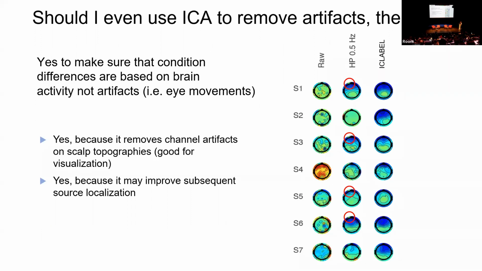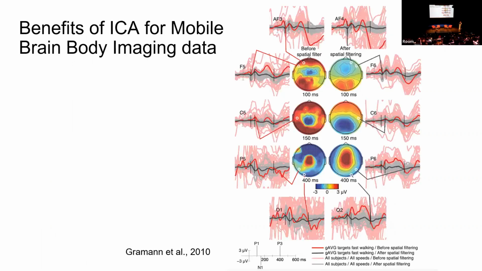Here, for example, you see the scalp maps of the raw data and then the high-pass filtered data, which still has some channel artifacts, and then the data cleaned with ICA and ICLabel. The scalp maps look really nice. But we also need to think that this data is very clean, so people were just sitting in front of the computer. The experimenter was really careful that people were not moving their head or clenching their teeth or anything. But what happens if you go to more realistic scenarios, for example, in mobile brain body imaging? You have much more artifacts.